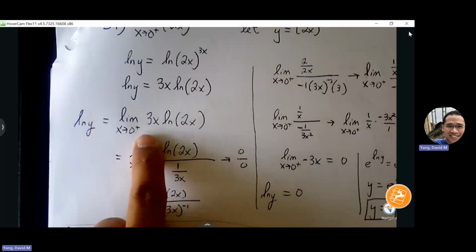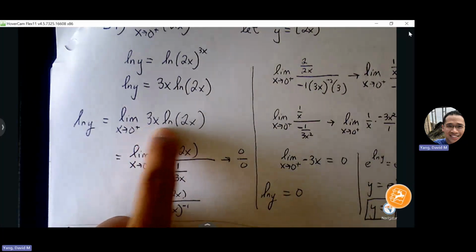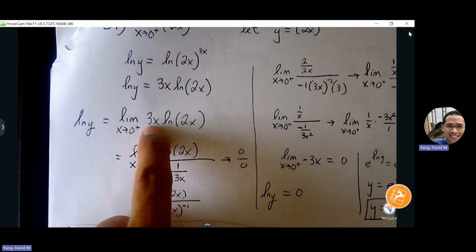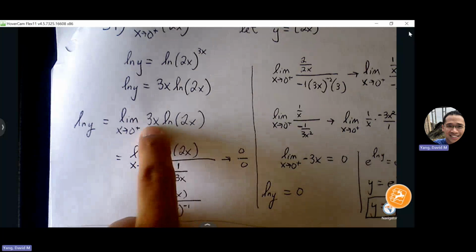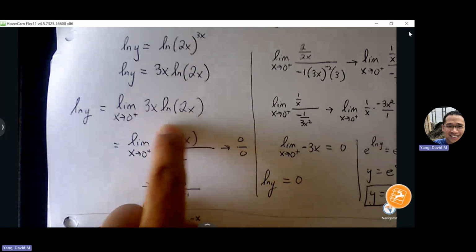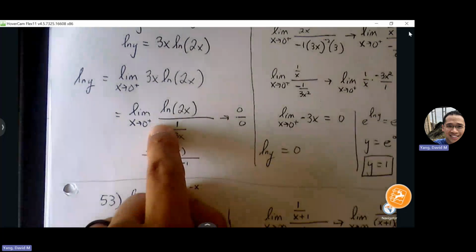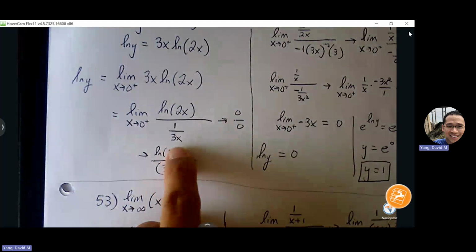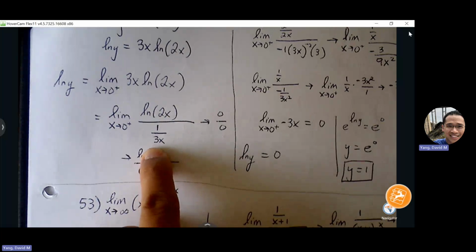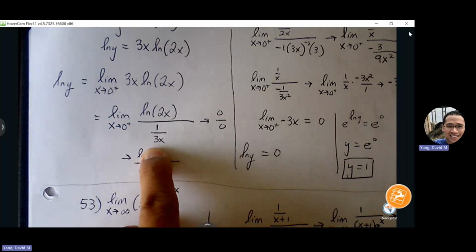And if I try to set up using the limit, I see that this is not going to give me anything, because this is 0 times negative infinity, and that is not a real number. So if we can create a situation where we force that 3x into the denominator, hopefully it'll give us something in indeterminate form, so we can actually use L'Hopital's rule.